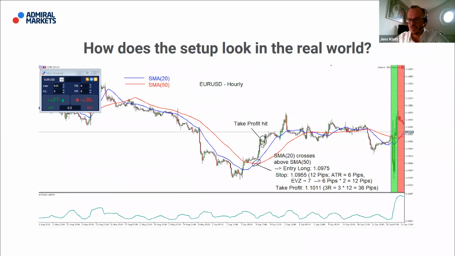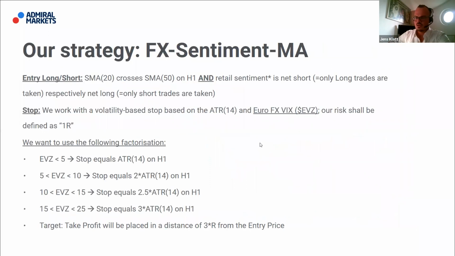Okay, so this is how the idea behind this looks in the real world. I'm really sorry. I realize this right now, that some of you probably look at all these numbers and everything and just think, okay, this is so much information. Like, okay, when it crosses, then only long trades are taken once the retail sentiment is net short, and here the EVZ and everything. Just again, screenshot this slide and go through this step by step.